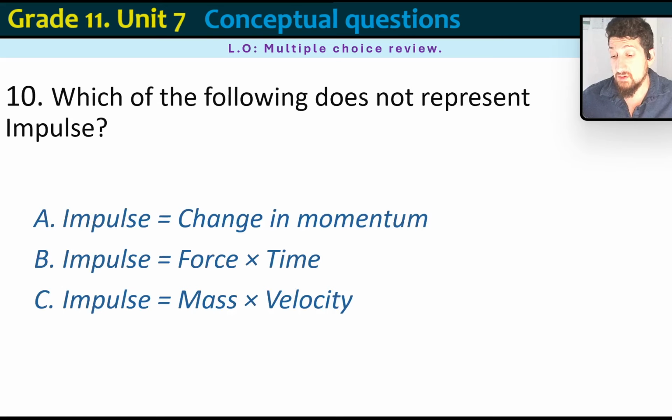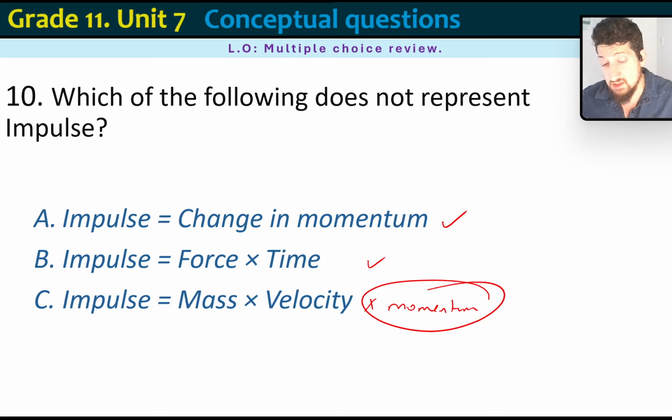Next, which of the following does not represent impulse? We know impulse is equal to change in momentum. We know impulse is equal to the force multiplied by the time. Mass times velocity? No, that is in fact momentum, and sometimes momentum is equal to the impulse, but that is not the formula for impulse.